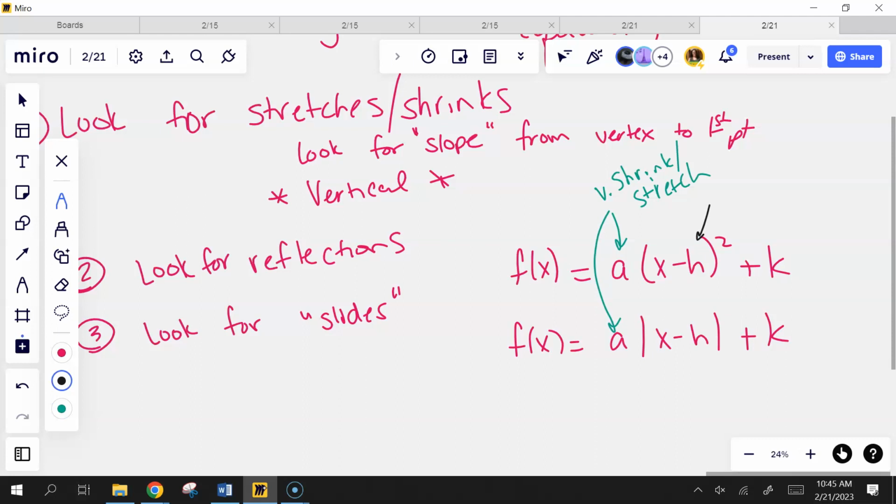What does H do? Left to right. That's exactly right. But it's the opposite sign, remember? It does the opposite. That's here and here. And what does the K do? Up and down. That's exactly right. So three things I'm looking for: stretches, shrinks, reflections, and then I look at the slides last. They're what I'll deal with last.